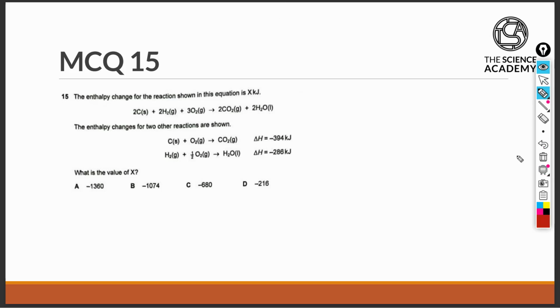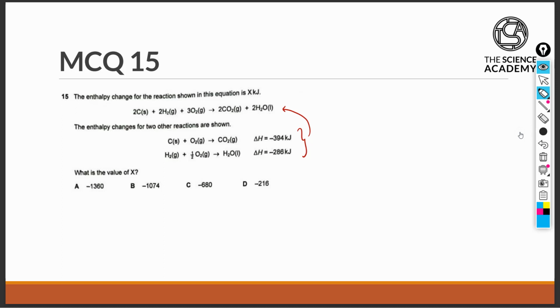Question 15. The enthalpy change for the reaction shown in this equation is x kilojoules. The enthalpy changes for two other reactions are shown. In this question, we need to identify that the two reactions given below are partial reactions to the full reaction above.